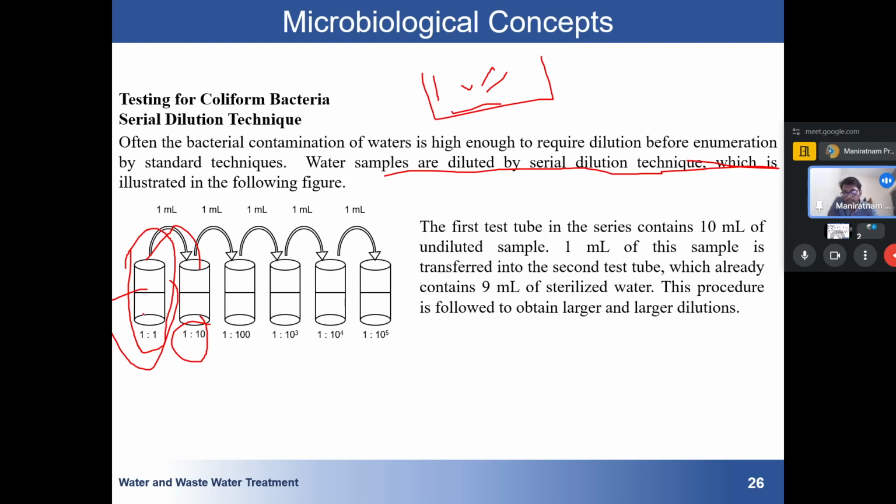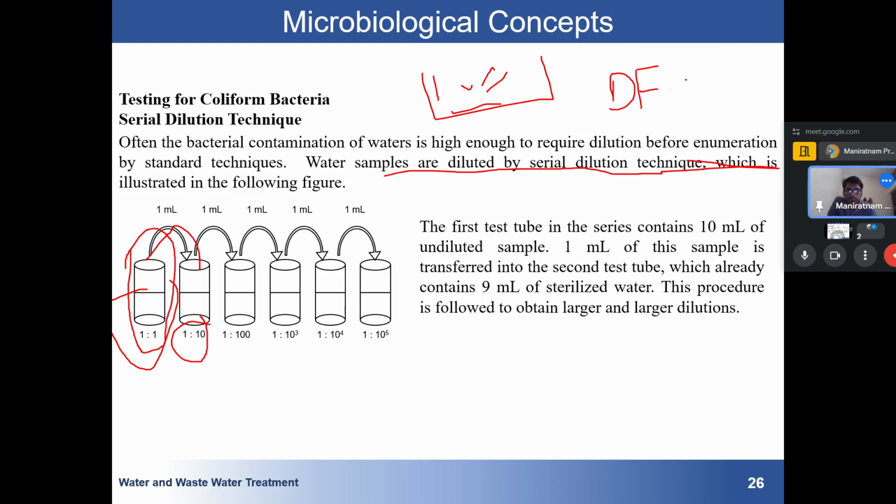Initially the ratio was 1 to 1, which means this is the original solution. Now you take 1 ml from here, 1 ml from here, and so on. I hope you remember the dilution factor formula.